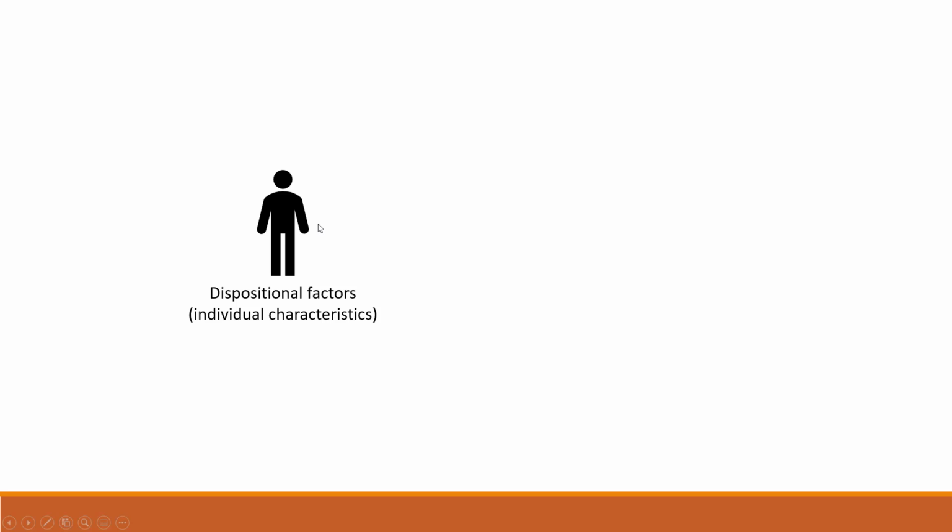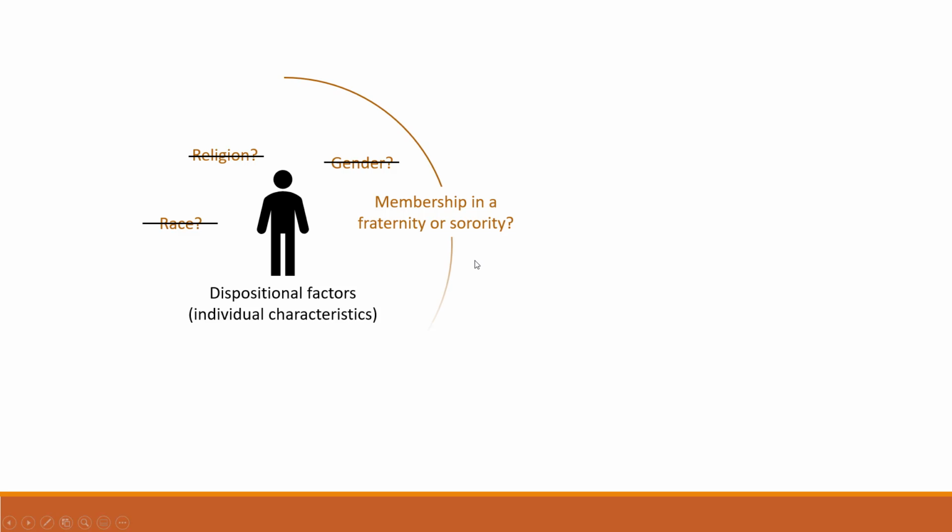So a lot of the research started by looking at dispositional factors among learners or individual characteristics, like, does this vary by race or religion or gender or membership in a fraternity or sorority? Again, remember, this is mainly higher ed. And of course, none of these matter. Not surprising, but these don't predict anything.